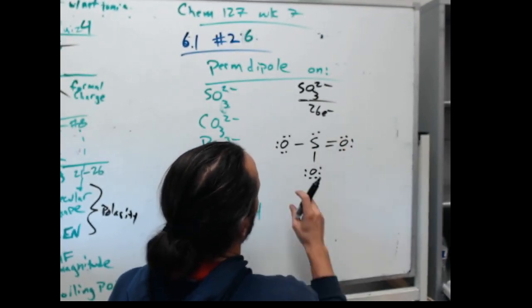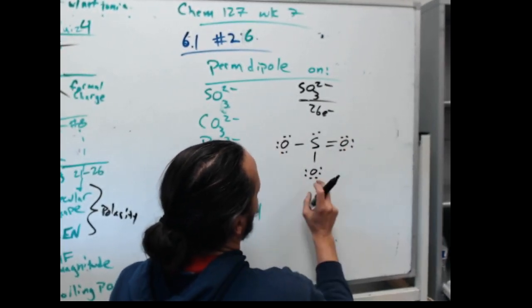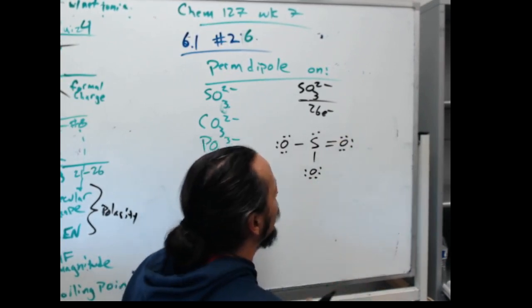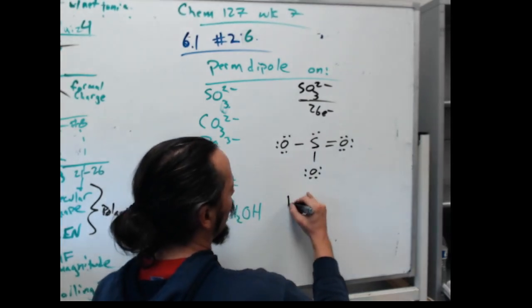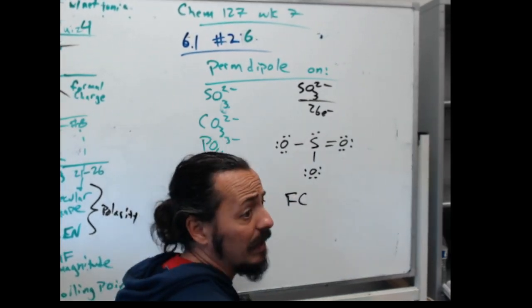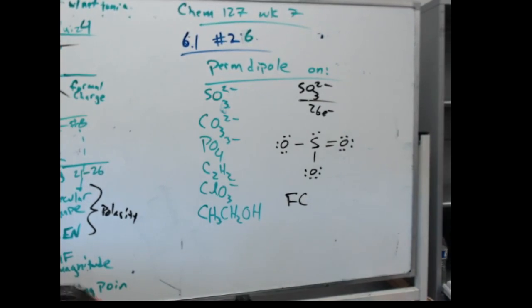Let me count if I've got this right. 8, 16, 24. That would be 26 electrons. That would give me, let me check my formal charge on that sulfur real quick. Right, and this is one of the places where formal charge again becomes useful.